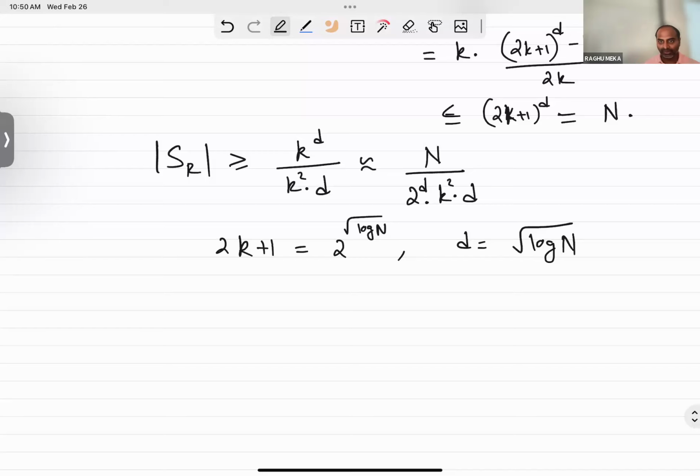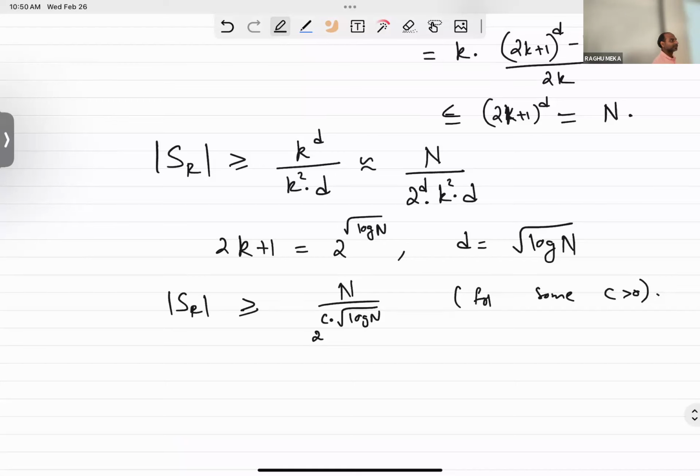In which case, the size of the set is at least N over 2 to the c times square root of log N, for some fixed c greater than 0. And you can figure out this constant as well exactly. Any questions about this construction?